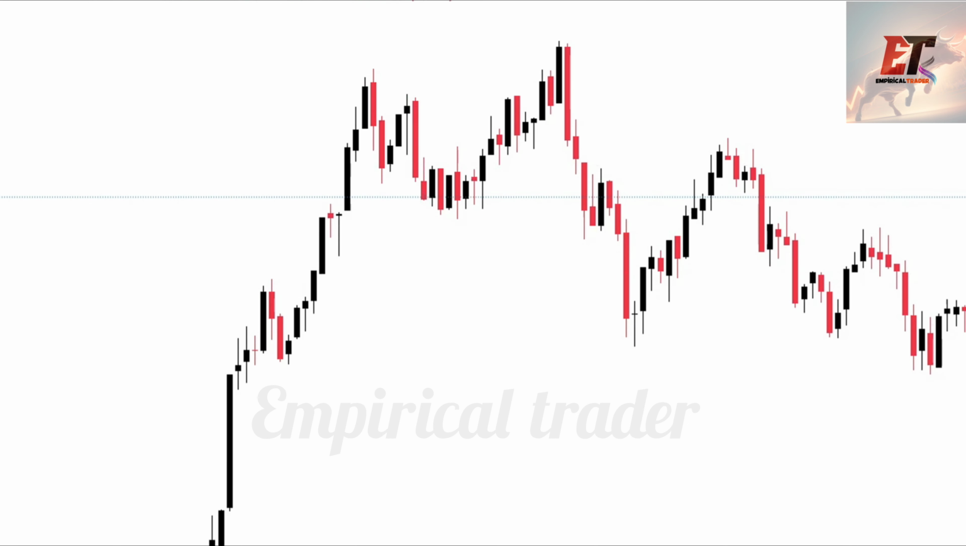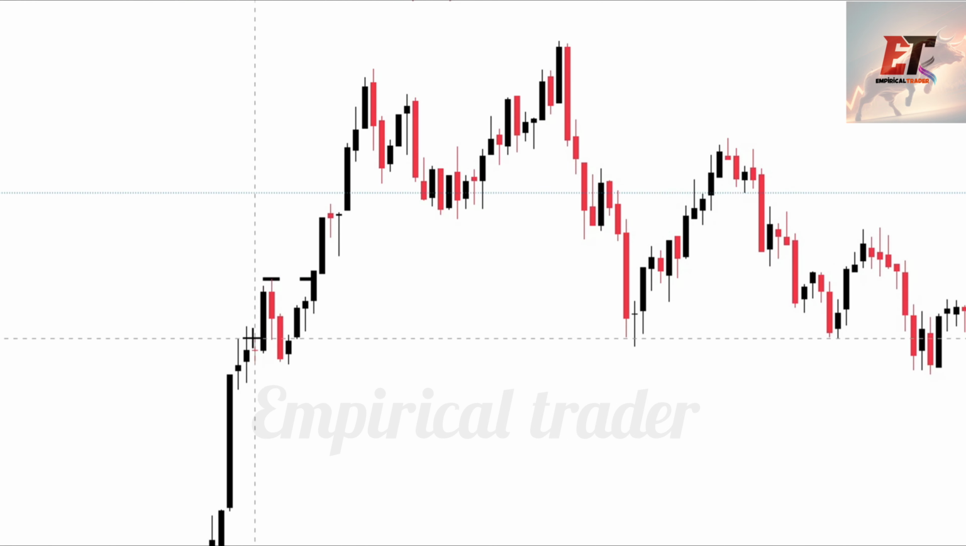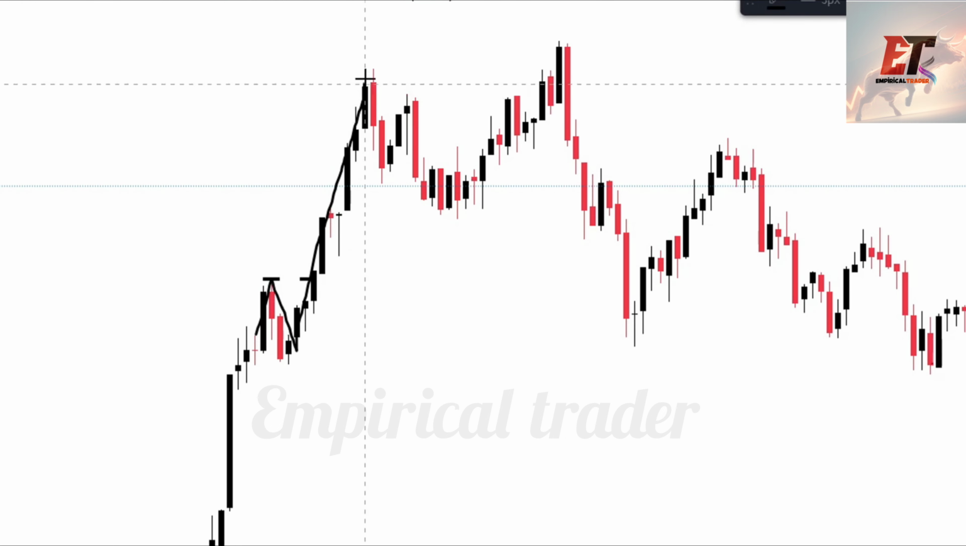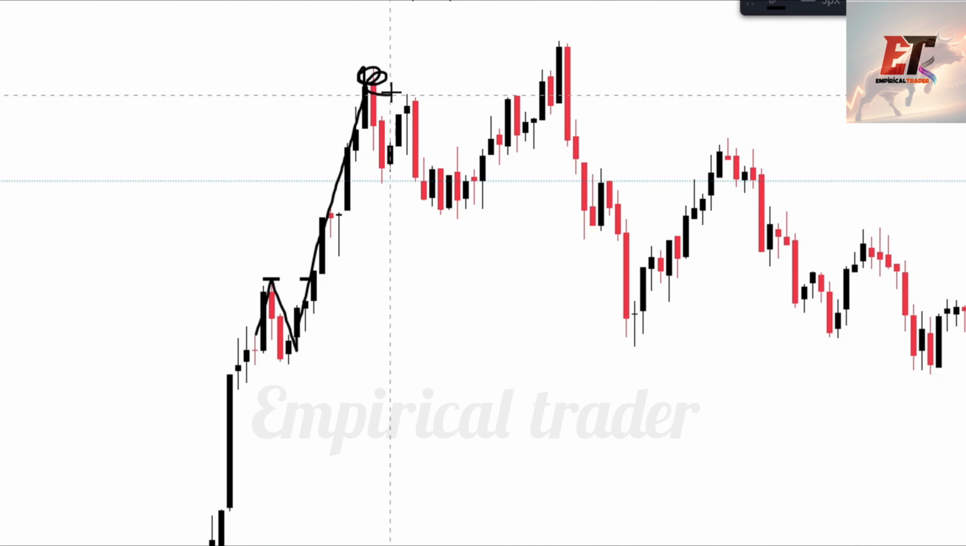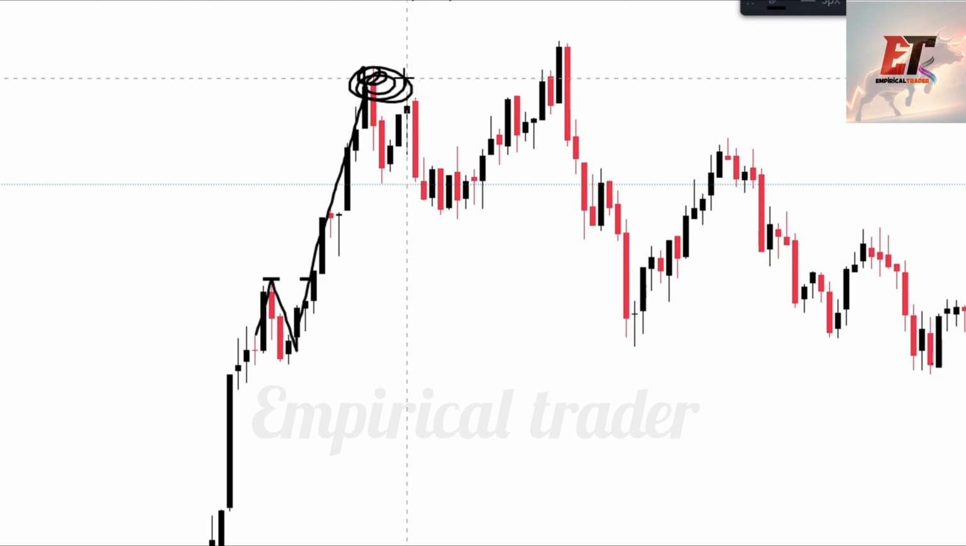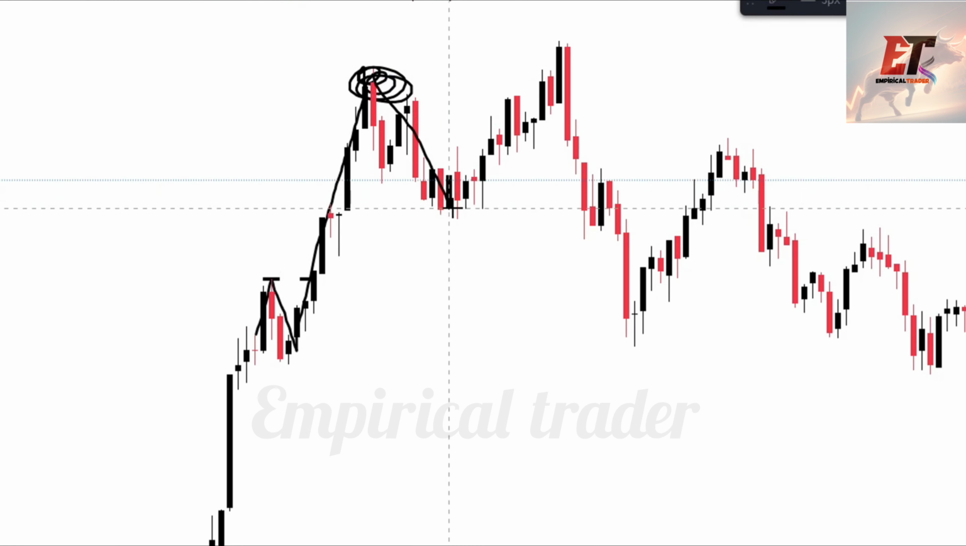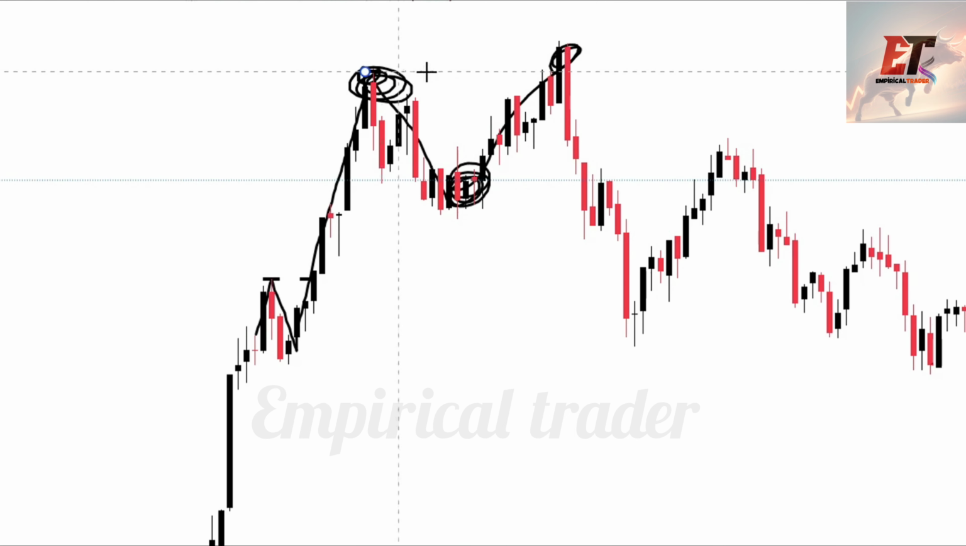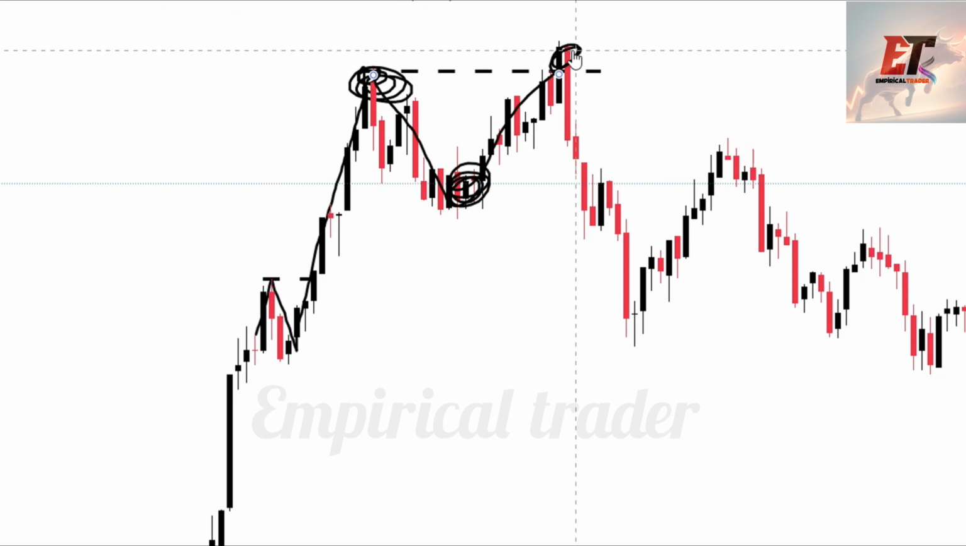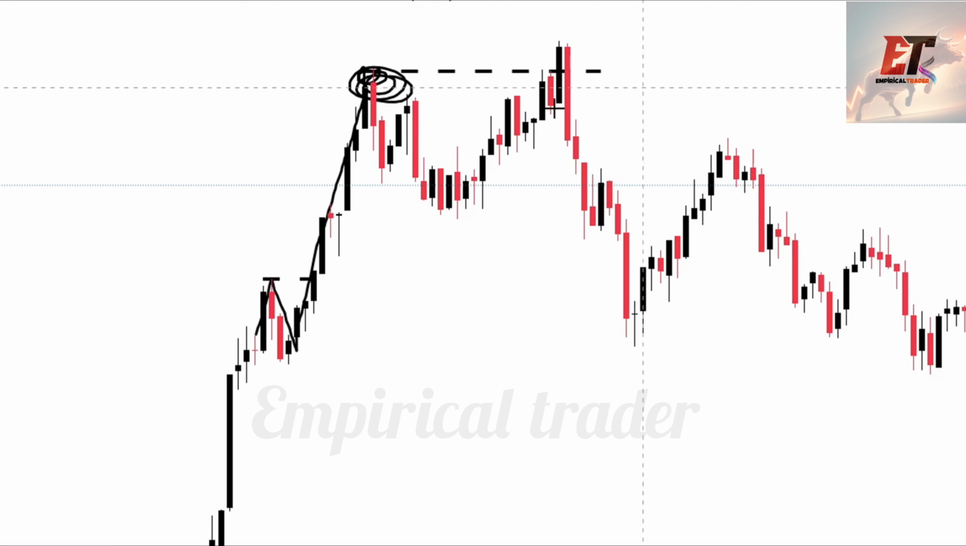The reason we should wait for the retrace is because some breaks of structure can be just a liquidity sweep, like in this example. On the left side, here price rallied, retraced, and broke structure to the upside, so it's a normal bullish price action structure. Here again we have the local top and a retrace. The top gets broken again, so nothing out of the ordinary for now.